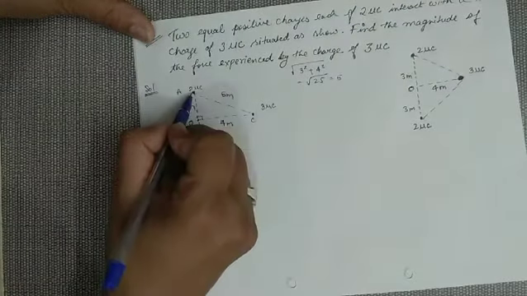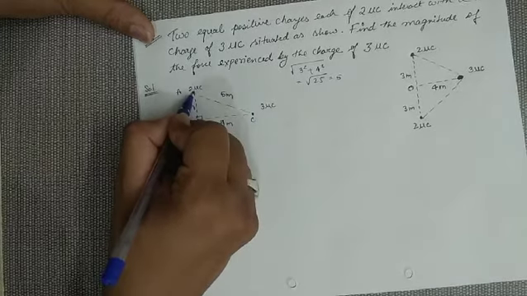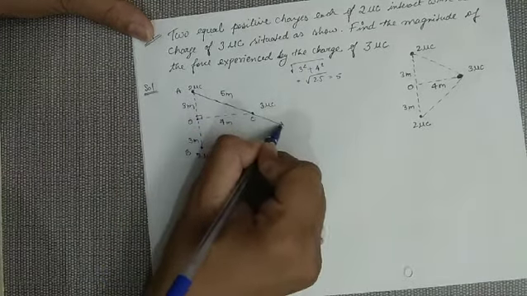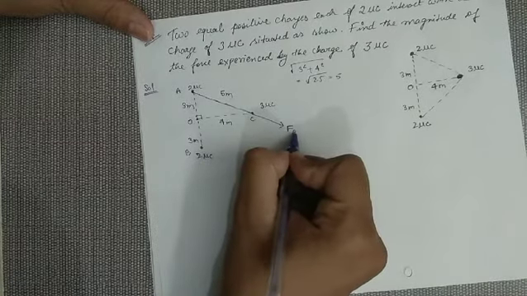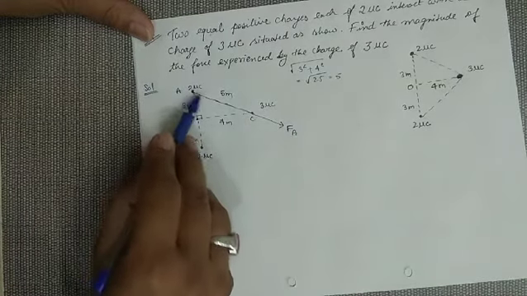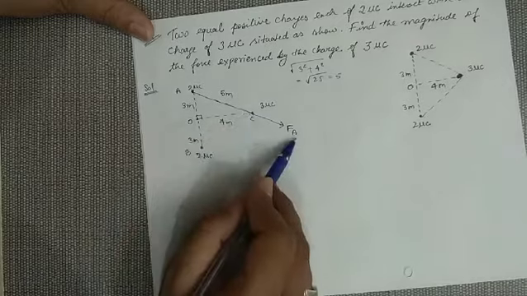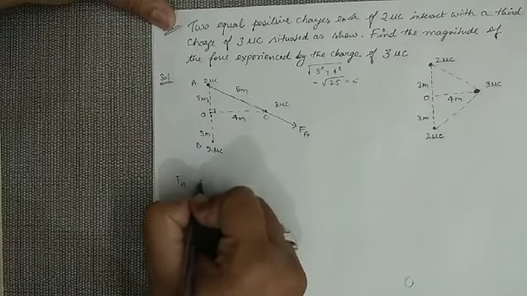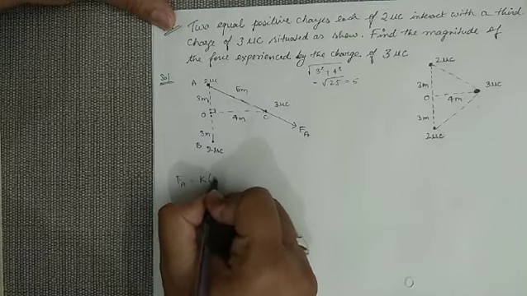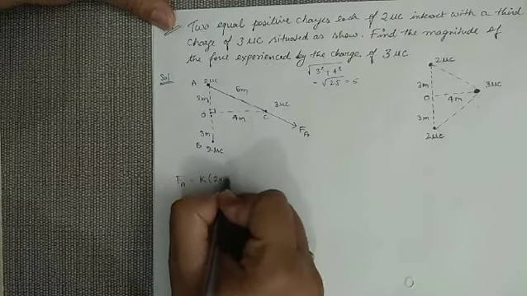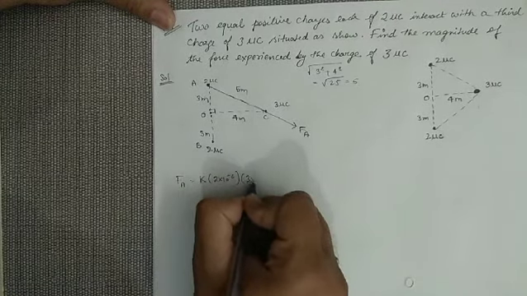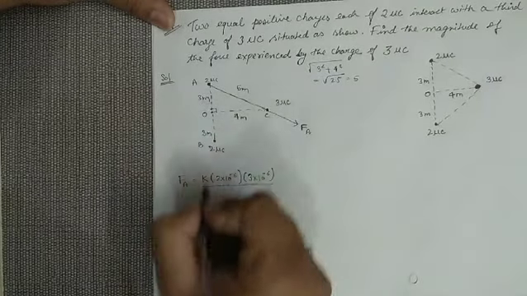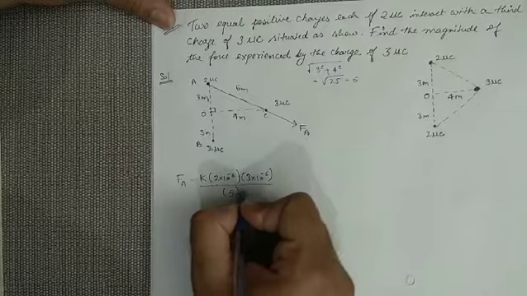So now this 2 is positive and this is positive. So what is this charge going to do? It is going to repel. This is the force applied by A. Force applied by A on this charge is Fa. Now what will be the value of this Fa? According to Coulomb's law, K times the first charge, 2 microcoulomb, and the second, 3 microcoulomb, upon the square of distance, which is 5 square.